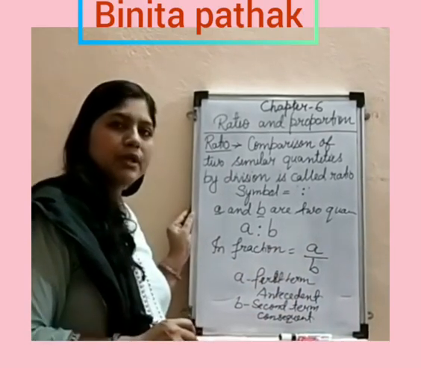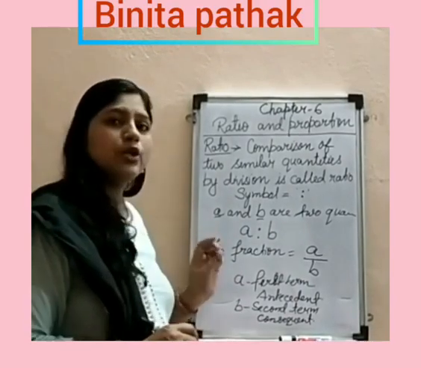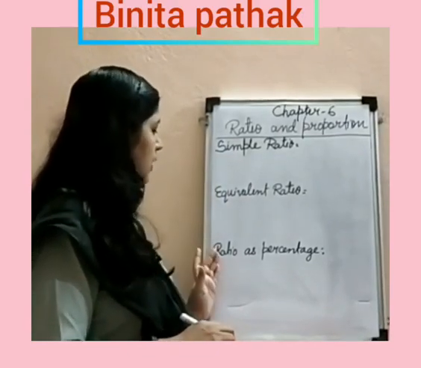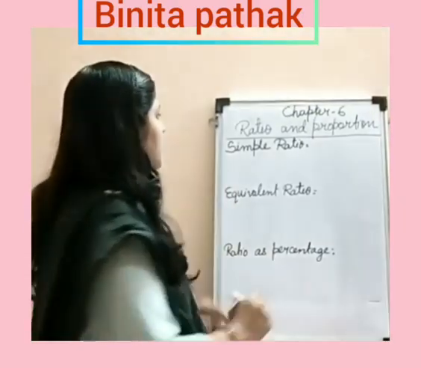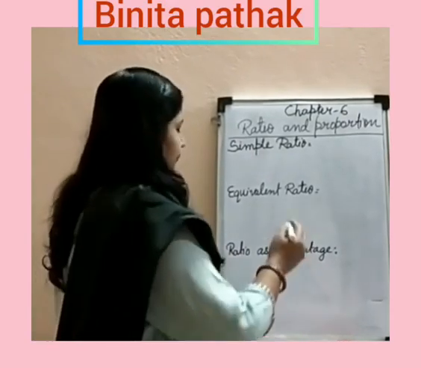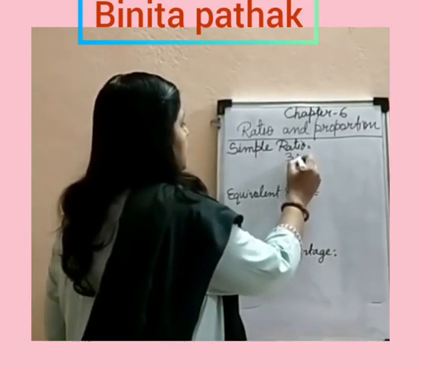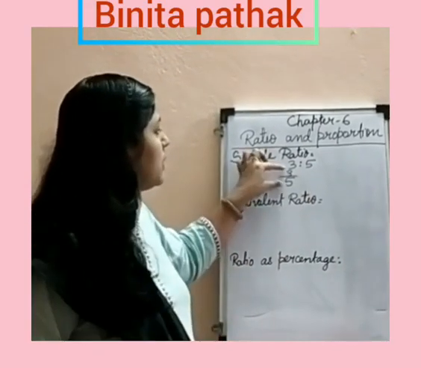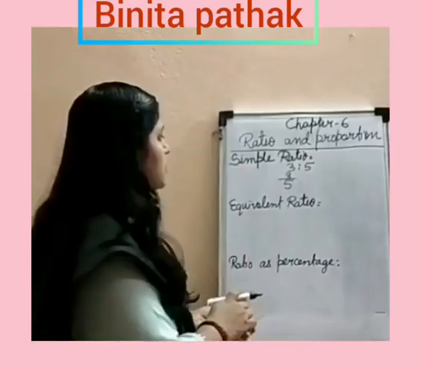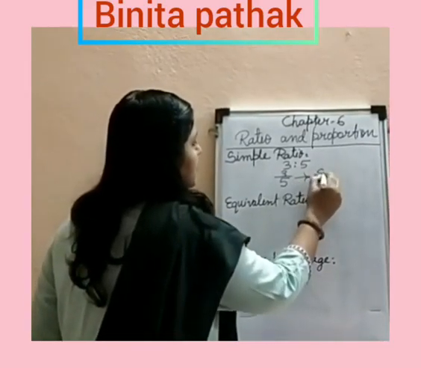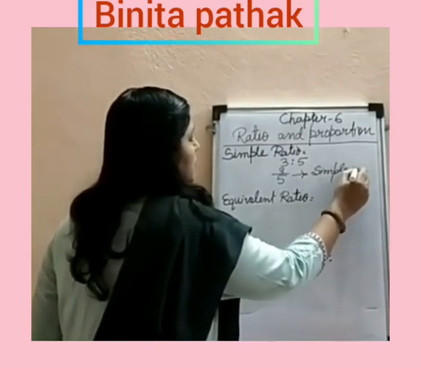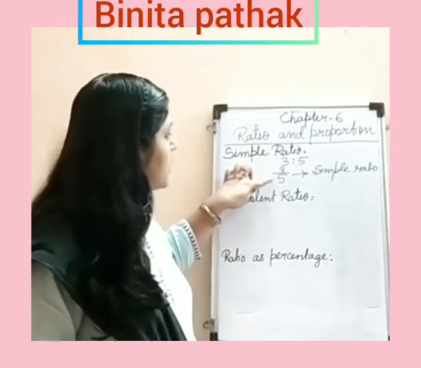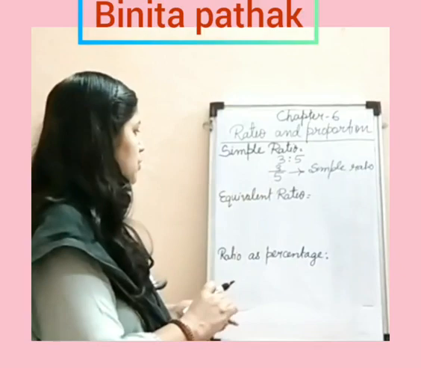Let's see our next topic, that is simple ratio and equivalent ratio. Here 3 points: simple ratio, equivalent ratio and ratio as percentage. So simple ratio, suppose the number is given 3:5. We can also write it 3 upon 5. But there is no common number between 3 and 5. So this ratio is called simple ratio. In simple way we can understand it: if we cannot cancel the number, it will be simple ratio.